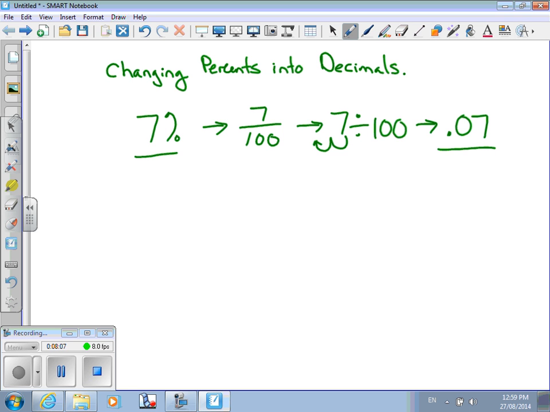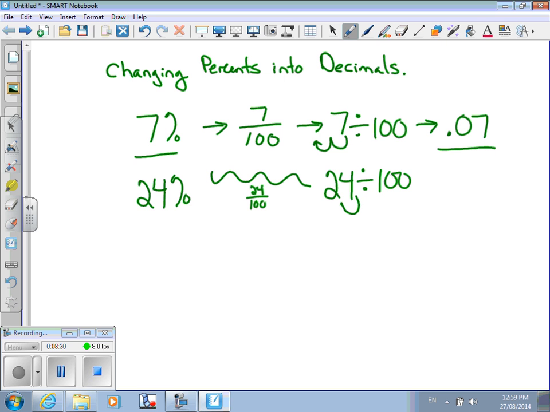Doing another one, 24%. Again, if you want to skip this, know that you just need to take the 24 and divide by 100, because remember that would be 24 over 100. I know I said I would skip it, but I'm going to put it there for those that like it in there. I have to move my decimal over 2 spots, 1, 2, and so I would end up with decimal 0.24 as the decimal equivalent of 24%.